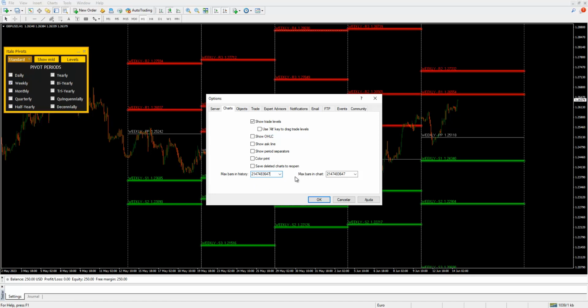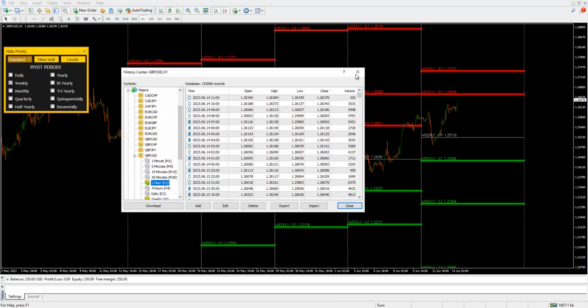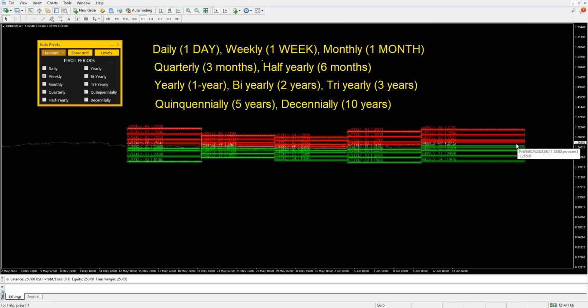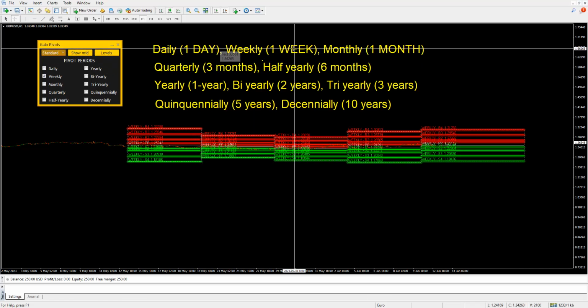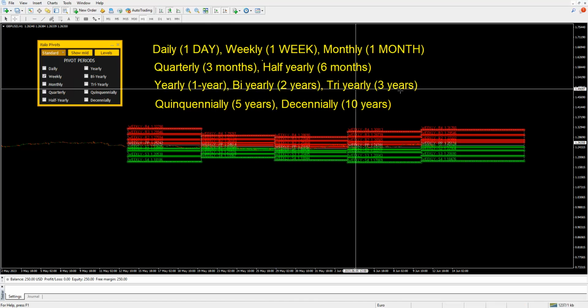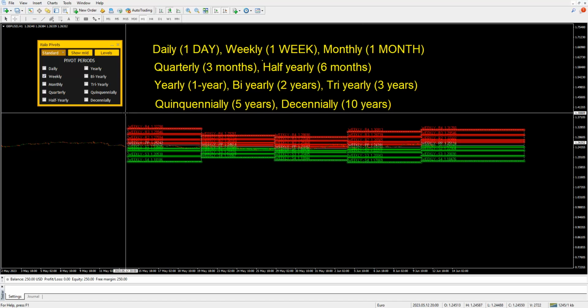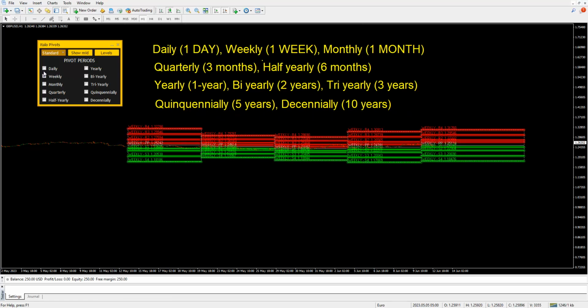So increase these two numbers and then you can go on History Center and download the history data. And again, why is this indicator so awesome? Because of this. Here we have 1 day, pivot period, 1 week, 1 month, 3 months, 6 months, 1 year, 2 years, 3 years, 5 years, and 10 years. So here we can choose each pivot period you want.